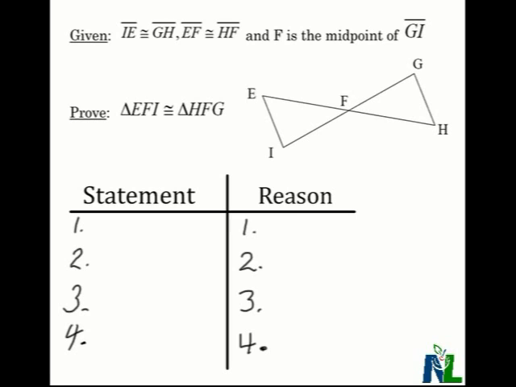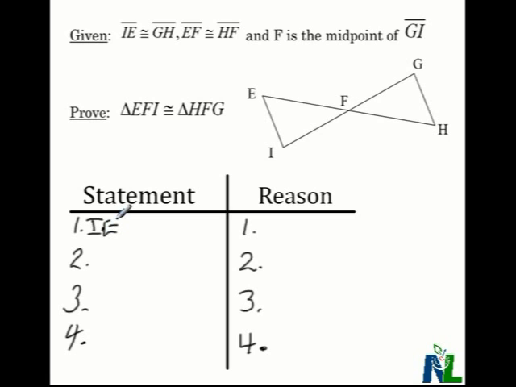Now that we've been introduced to some of the different postulates or theorems that you can use to show that triangles are congruent, we're actually going to use one of these to prove the following two triangles are congruent. So we begin the proof by looking at the given information. I'm given that IE is congruent to GH and EF is congruent to HF. So in my statement number one, I'm just going to write down exactly those things.